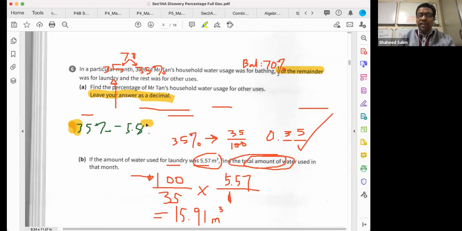This is 5.57. This one's 5, okay? You want to find 1%. You divide this by 35. You see? 5.57 divided by 35 also. After that, you times by 100. Same thing. You can also do the same method you want. Same method, but I'm giving you a one-step method now. One step. Okay, we try the next one.